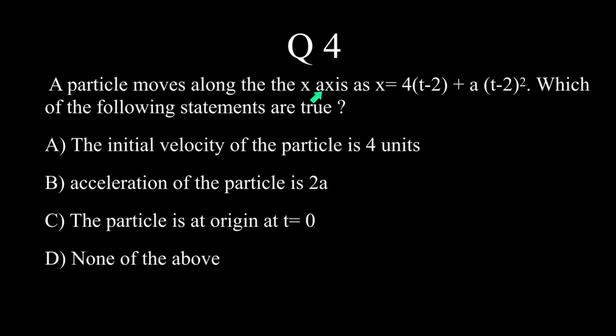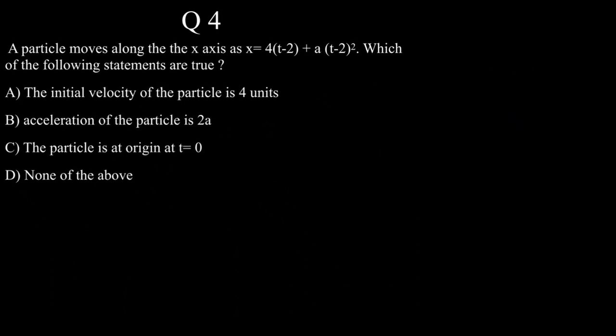A particle moves along the x-axis as x is equal to 4 into (t minus 2) plus a into (t minus 2) the whole square. Which of the following statements are true? The initial velocity of the particle is 4. The acceleration of the particle is 2a. The particle is at origin at t is equal to 0. Okay, all right. So this is a typical application of differentiation.